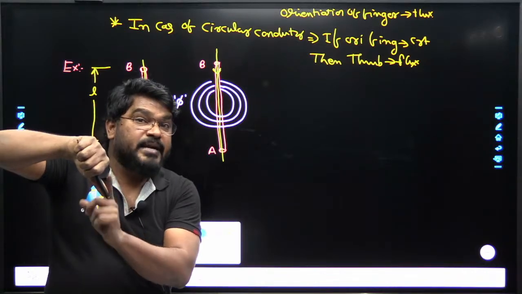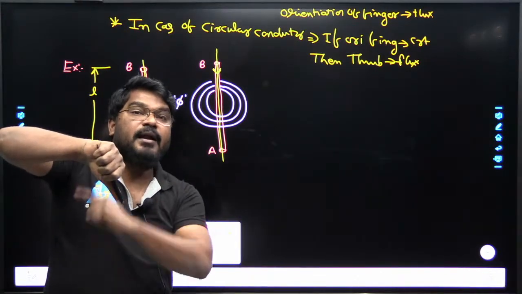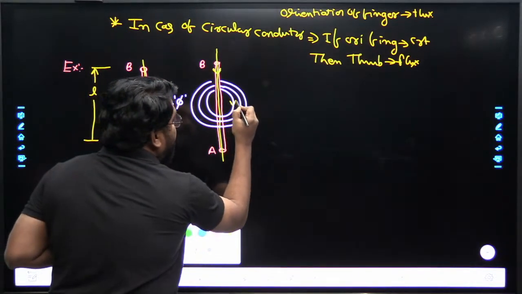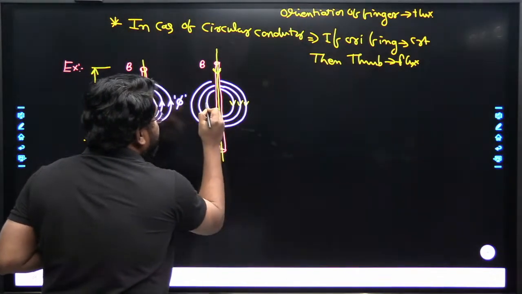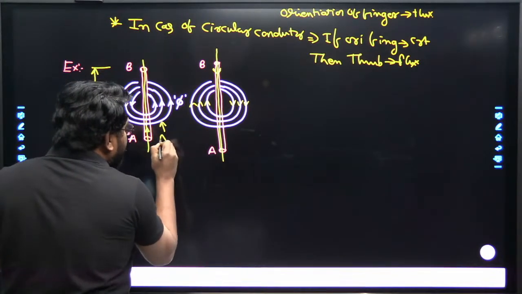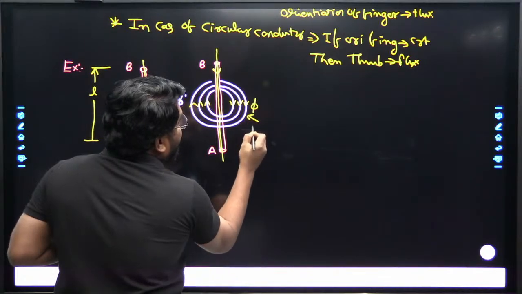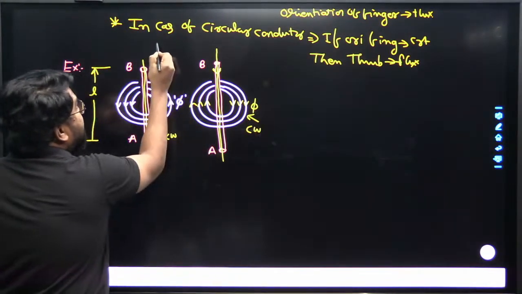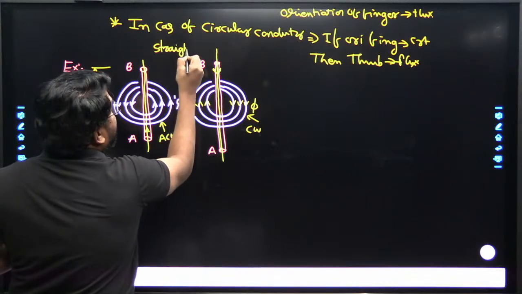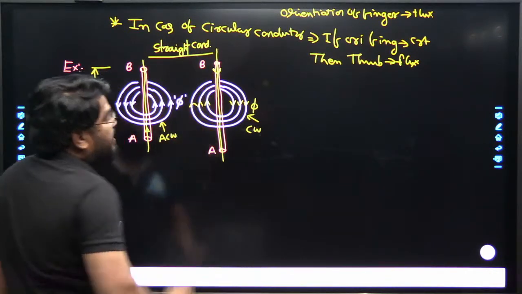If the thumb indicates current direction, then the orientation of the fingers around the conductor indicates flux direction. So the flux lines are in the clockwise direction. Now this flux is in an anti-clockwise direction and this one is in the clockwise direction. Which type of conductor is this? This one is a straight conductor. Is all of it clear?